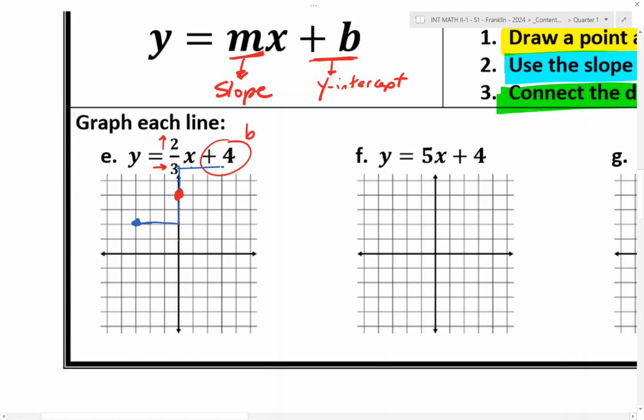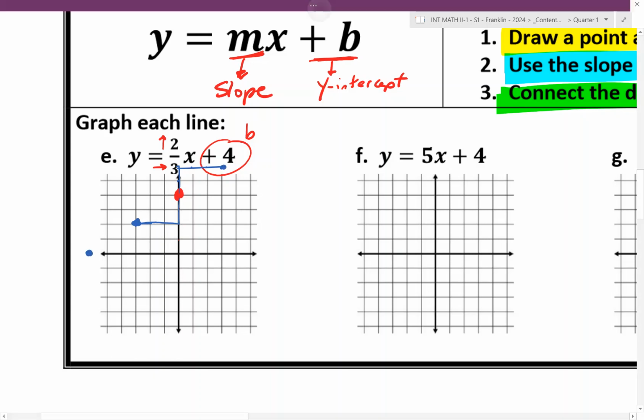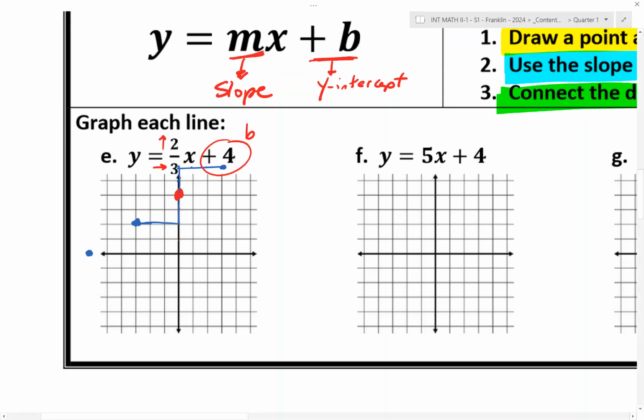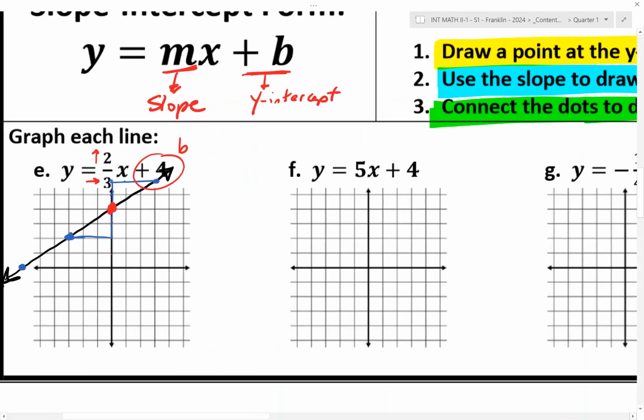And if you can only put 2 points on there, that's okay. You can maybe try to estimate where a third point would be, either here or up here. But then once you get your points drawn, go ahead and connect the dots with your line. So there's the line that is given by that equation, y equals 2/3 x plus 4.